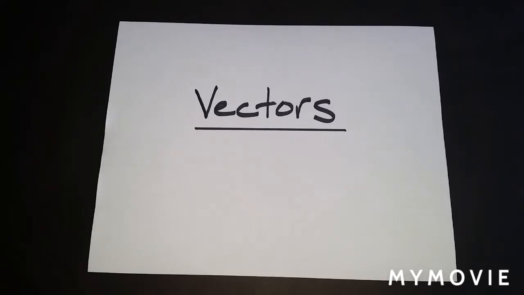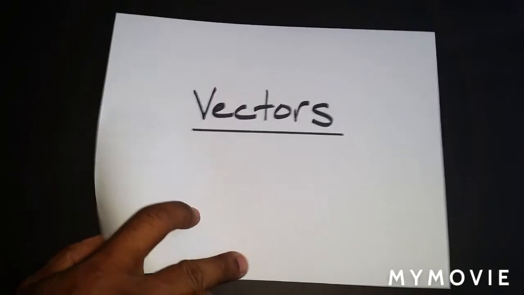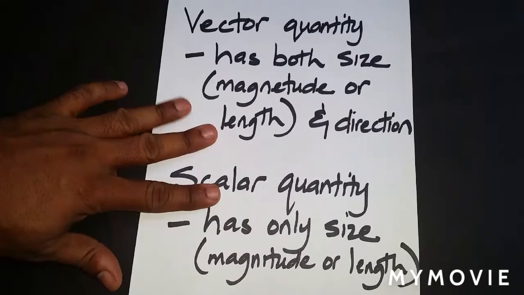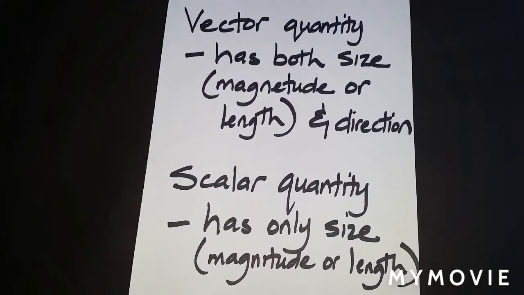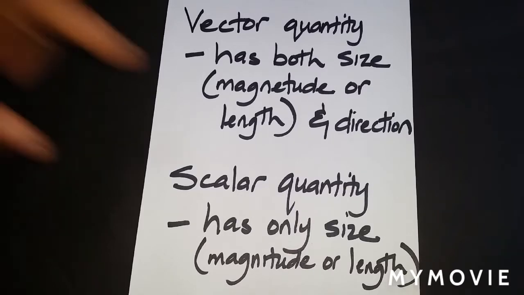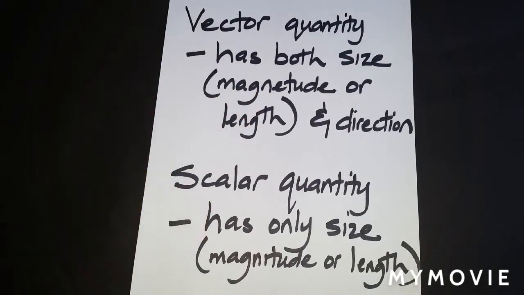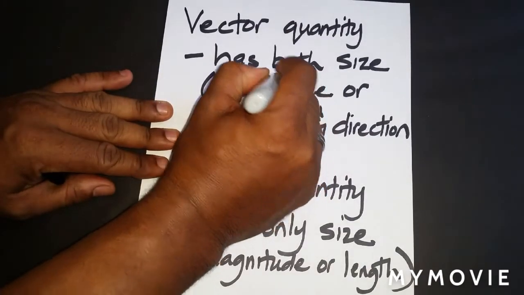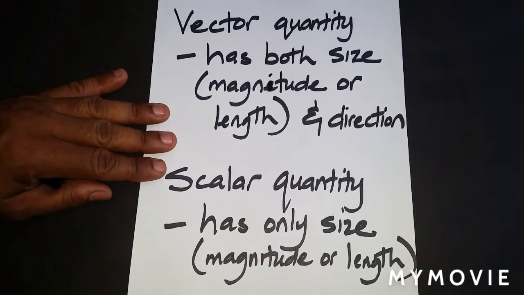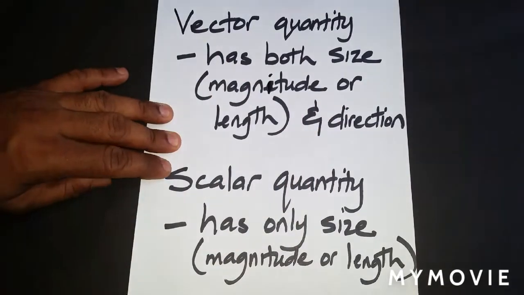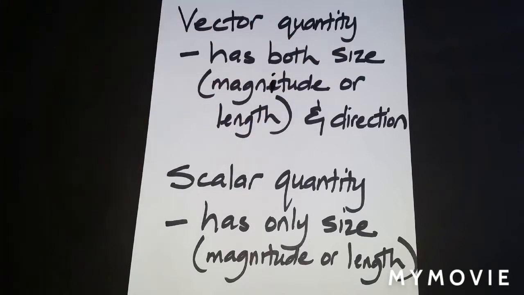Okay, so we're going to be looking at vectors, and the first thing we want to discuss is the difference between a vector quantity and a scalar quantity. Now, a vector quantity has both size. Now, there are two other words that can be used for this word size. It's magnitude and direction. This should be an I, my apologies. So it's magnitude and direction. So whenever you hear the word magnitude for a vector, it means size or length.